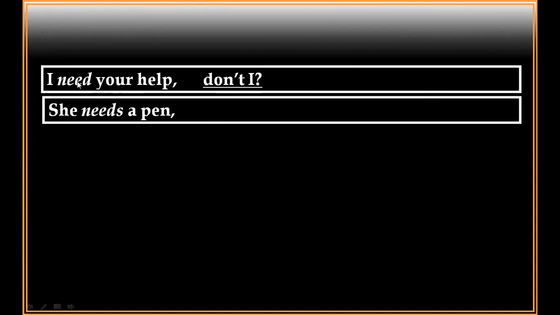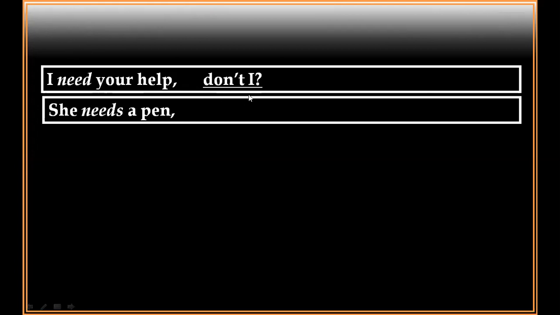But how will you understand this need is modal and this need is main verb? If you see after need there is a main verb, then you should consider it as a modal auxiliary. Okay. After need, if you see a verb, then it will be modal auxiliary. Suppose he needs to come here. So here need is modal auxiliary. He need not go there. Here need is modal auxiliary.